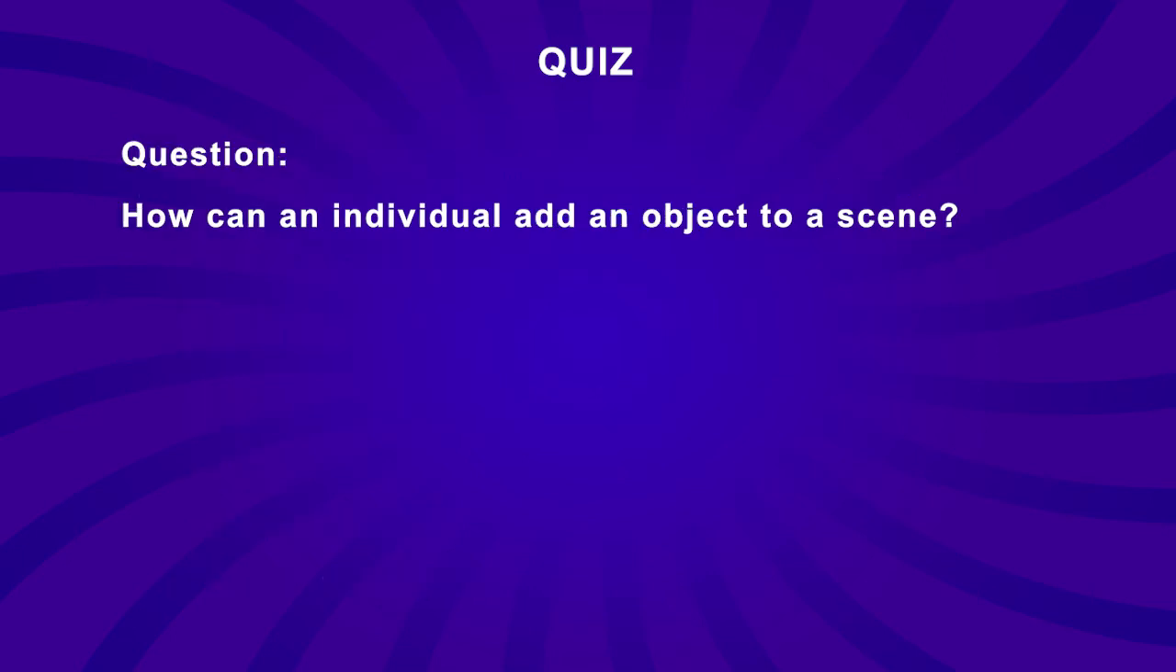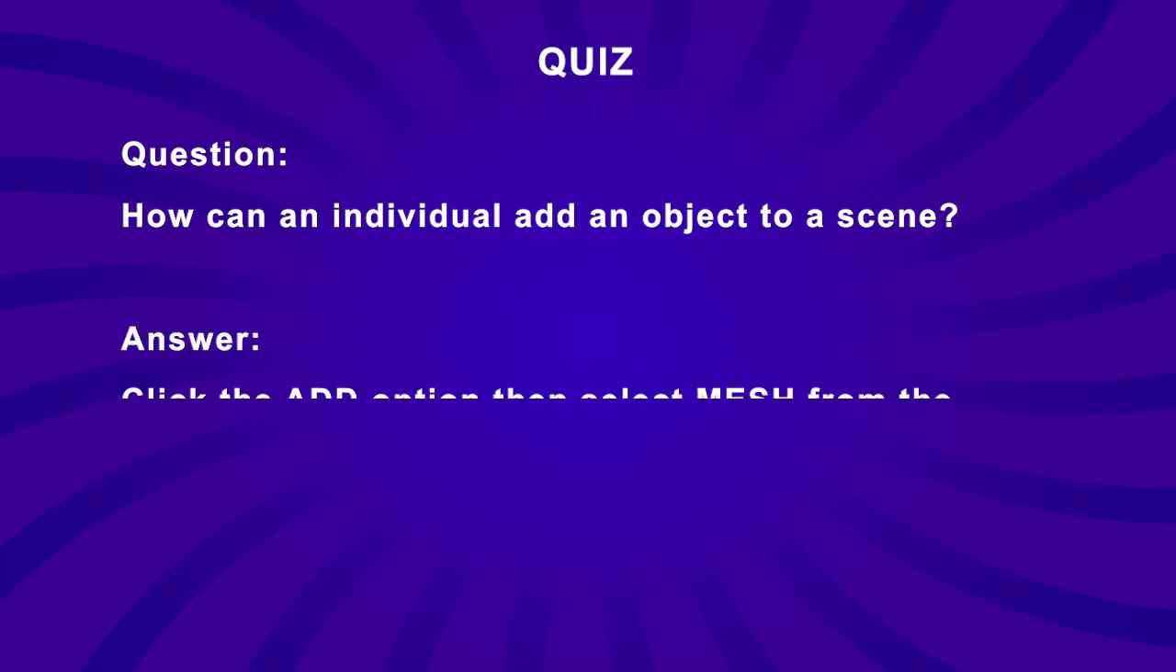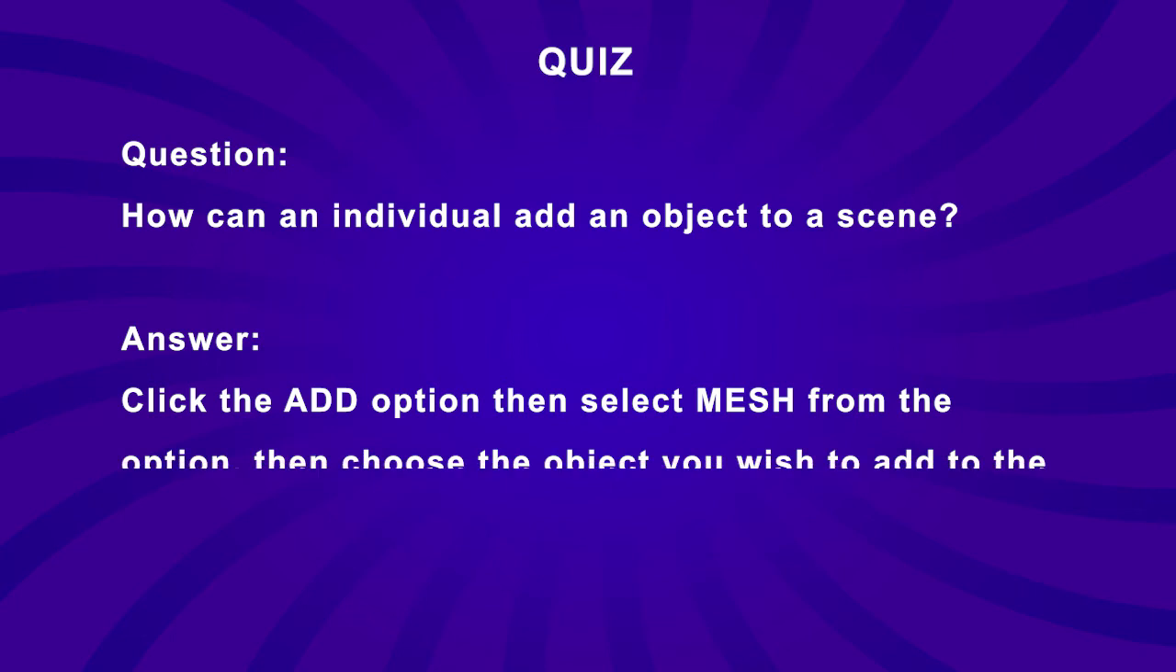The answer to question 1. How can an individual add an object to the scene? To add an object to the scene in Blender, first you click the Add option, then select Mesh and choose the object that you wish to add to the scene.